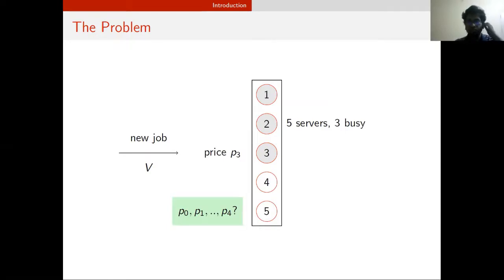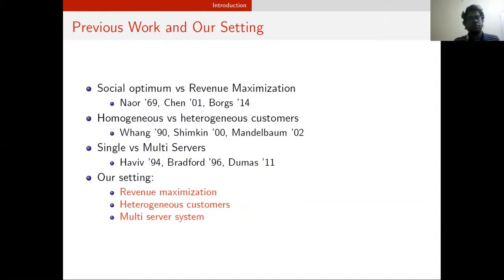Now, this is a problem that has been considered in the pricing literature for some time. There have been a number of works that looked at this along different angles. One angle that has been there since the beginning of the pricing literature is a question of social optimization, where you look at some kind of a social utility function and you try to maximize it. What we have just described is called revenue maximization, which is the question from the perspective of the firm. So these are some works that looked at it.